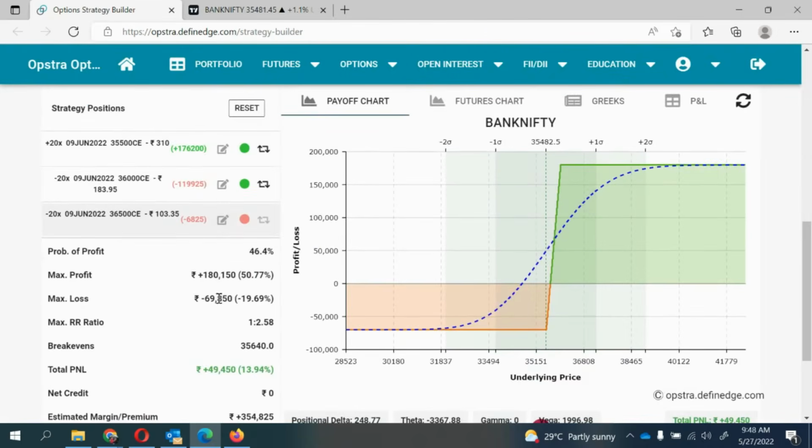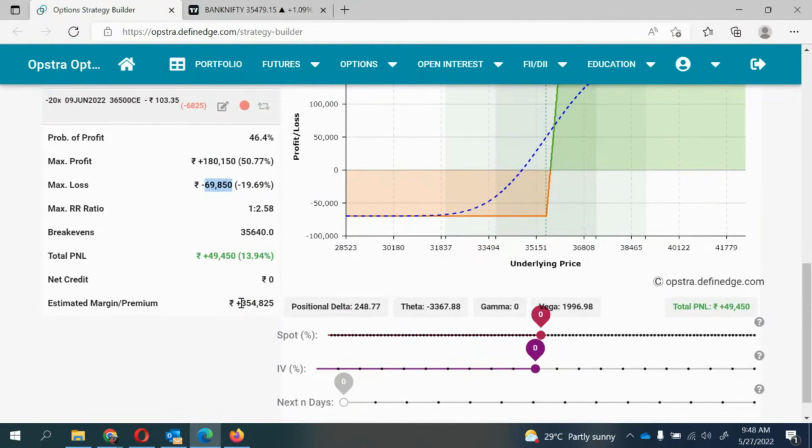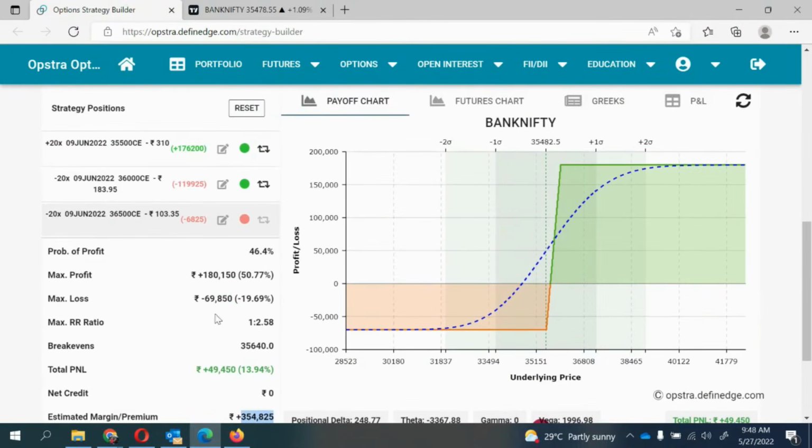See, 69,000 with a capital of just 3,54,000, you could have got 49,450. That is almost like 14% of the profit. What more can you ask? The bank will give us 4%, 5% per year, but with this overnight trade, we got like 49,500. Yes, no doubt, debit spreads are very good in terms of locking the profit, right?